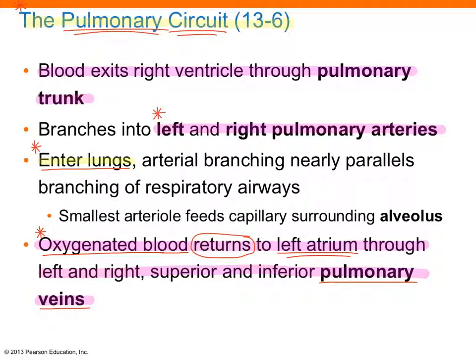Now let's begin with the pulmonary circuit. Blood exits the right ventricle through the pulmonary trunk. It branches into left and right pulmonary arteries and it enters the lungs. Oxygenated blood returns to the left atrium through the left and right superior and inferior pulmonary veins.